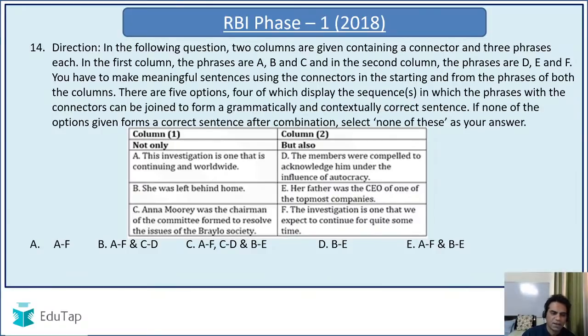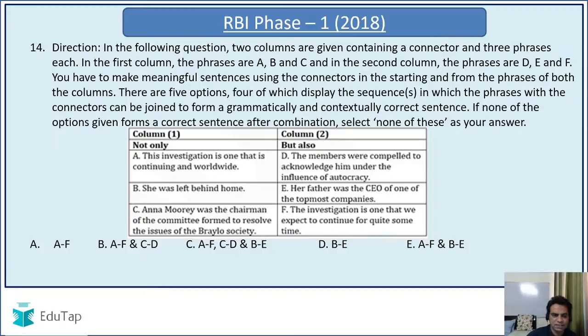All right, so let's read the directions. In the following questions, 2 columns are given containing a connector and 3 phrases each. In the first column, the phrases are A, B, C, and in the second column, the phrases are D, E, F. You have to make meaningful sentences using the connectors in the starting and the phrases of both the columns. There are 5 options, 4 of which display the sequence in which the phrase with the connectors can be joined to form a grammatically and contextually correct sentence. If none of the options given forms a correct sentence after combination, select none of these as your answer. But none of these is not given here.